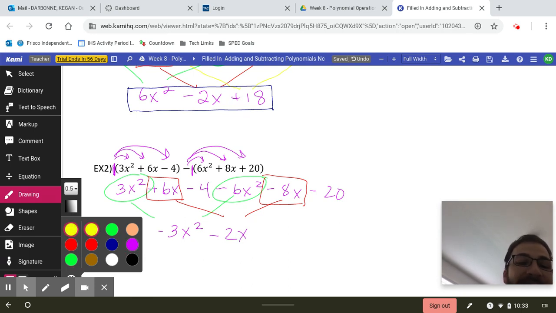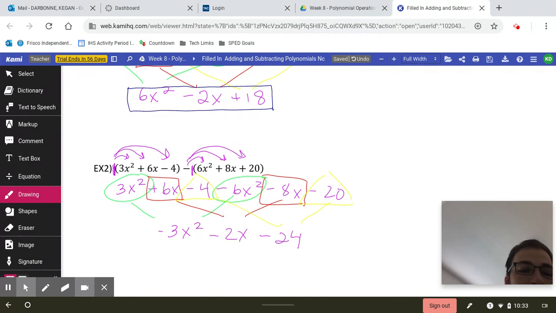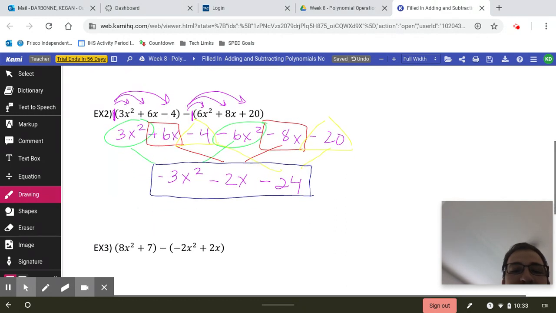Then last but not least, -4 and -20. This time, signs are the same, so we add and keep the sign the same. So 4 plus 20 is 24, which makes it -24. And we have one unique term for everything, so that is our final answer.